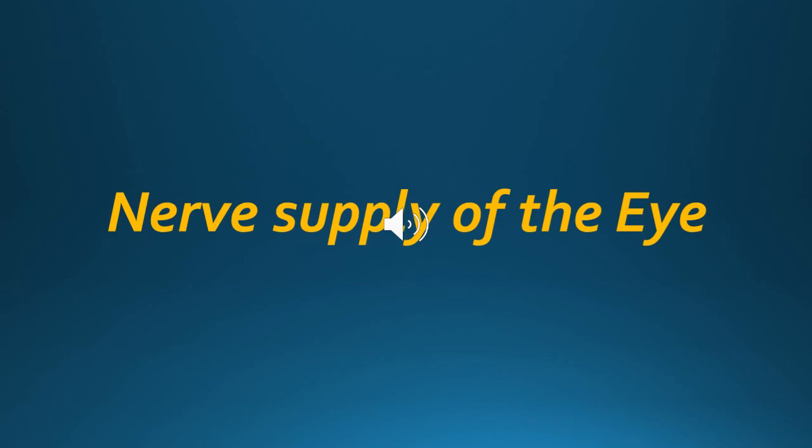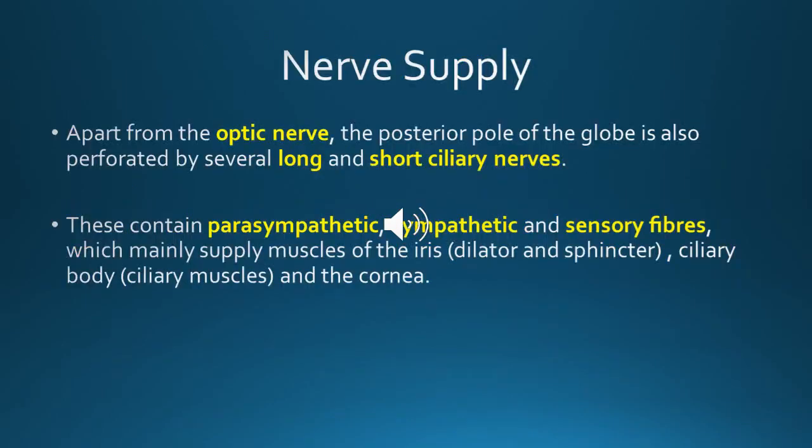Nerve supply of the eye. Apart from the optic nerve, the posterior pole of the globe is perforated by several long and short ciliary nerves. These short and long ciliary nerves contain parasympathetic, sympathetic, and sensory fibers, which mainly supply the muscles of the iris, ciliary body, and the cornea.